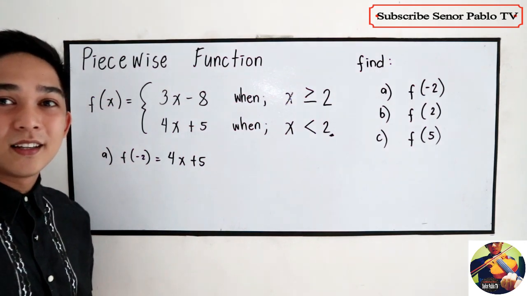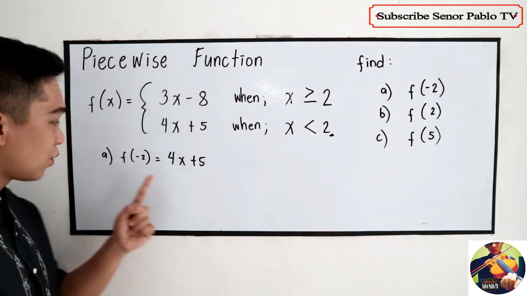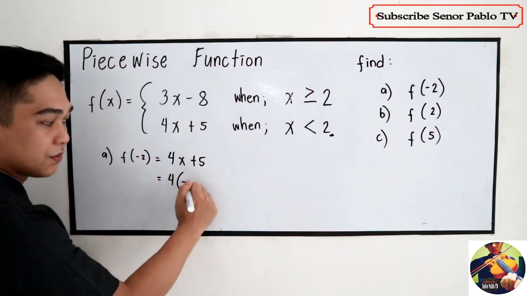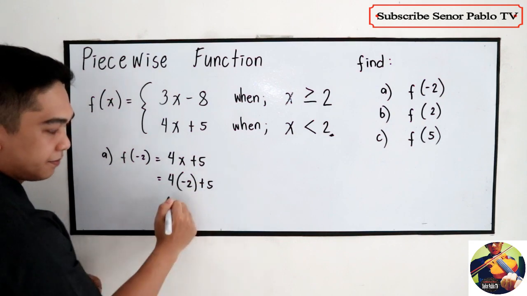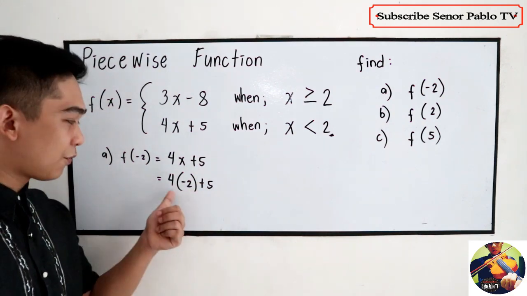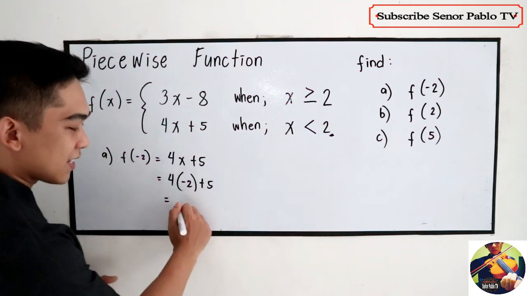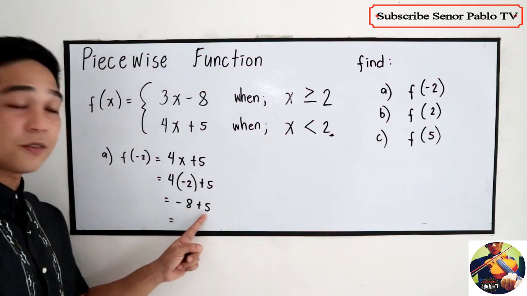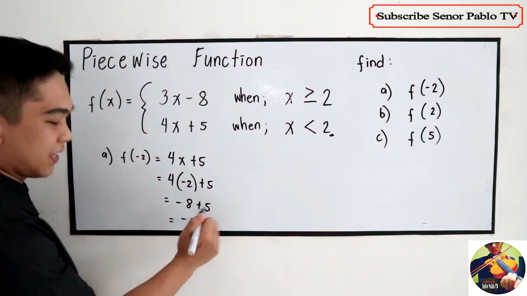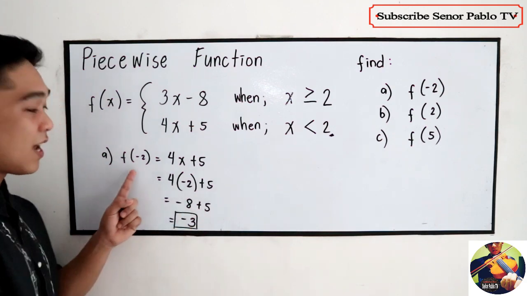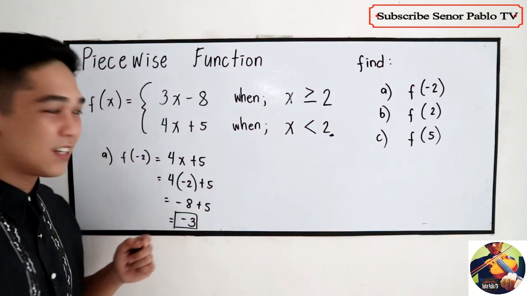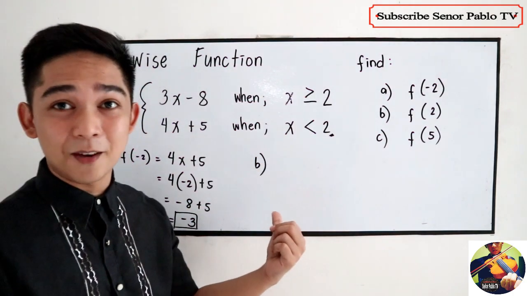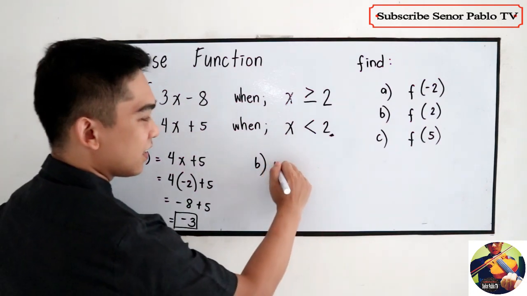Ayan. Then, substitute the value of x. We have f of negative 2. So, that means si x natin, palitan lang natin ng negative 2. 4 times negative 2 plus 5. That is negative 8 plus 5. Negative 8 plus 5, that is negative 3. So, ito na yung value ng f of negative 2 natin. Try natin sa letter B. Pwede mong i-pause yung video kung gusto mo i-try sa sarili mo. F of 2.